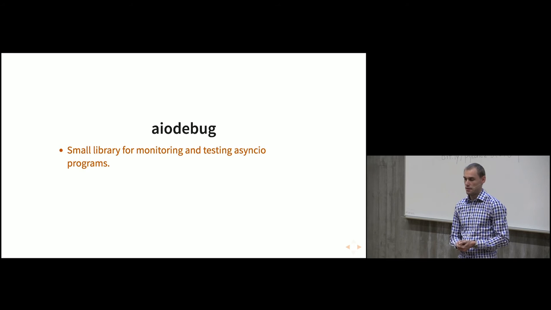The next tip I have is our own library called IO Debug. It's a very small library so far for debugging and testing async IO programs. What's important about it is it's meant to be always on in production. Async IO does have a debug mode that tells you a lot of things about how the program is behaving and performing, but you don't want to have that on in production. So this is designed to be on.